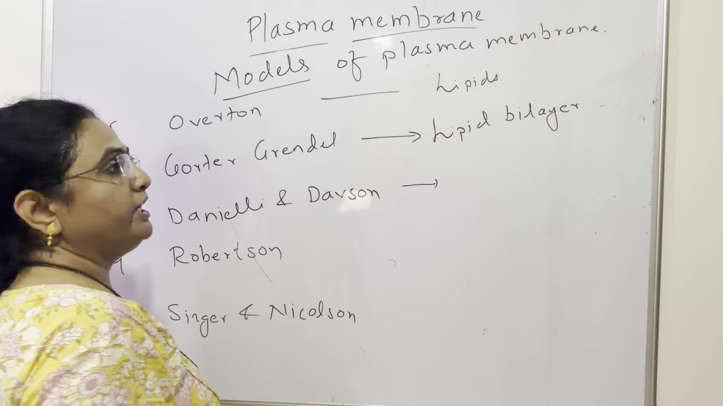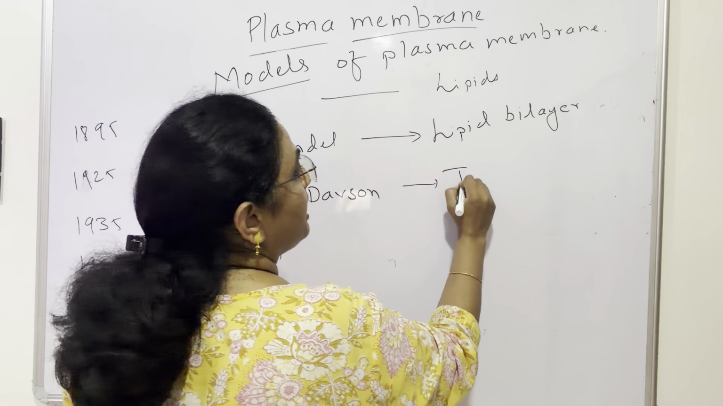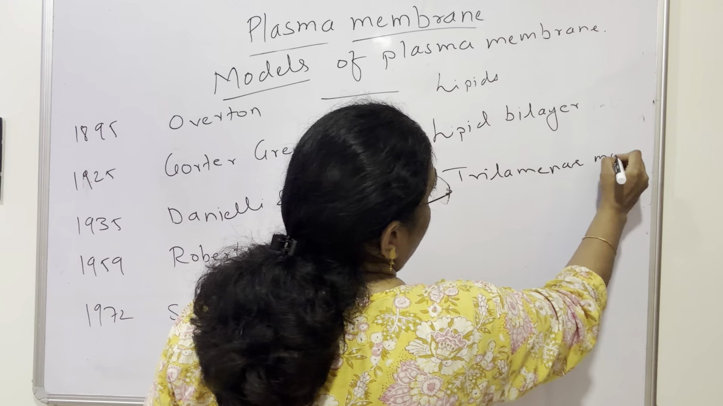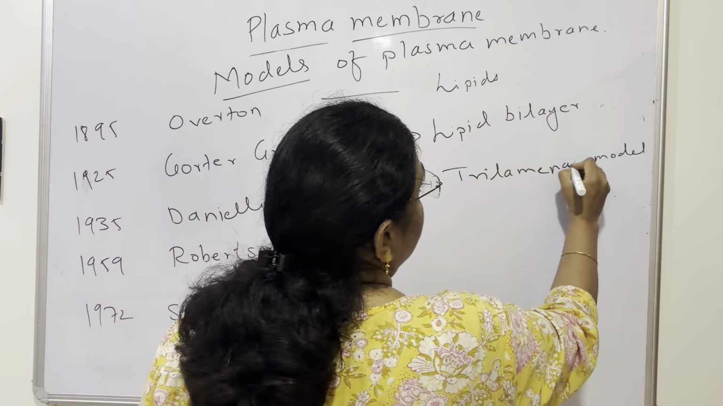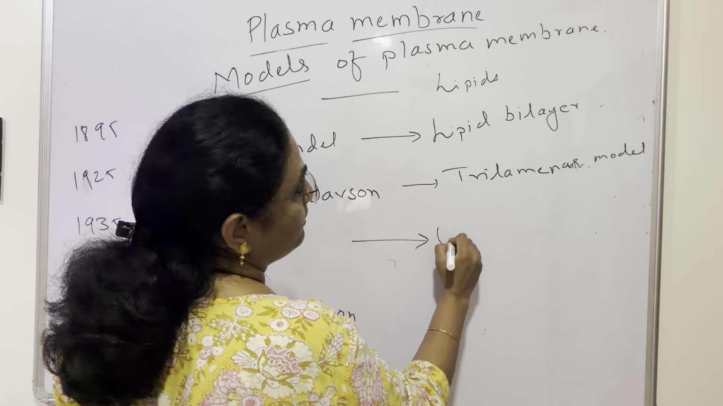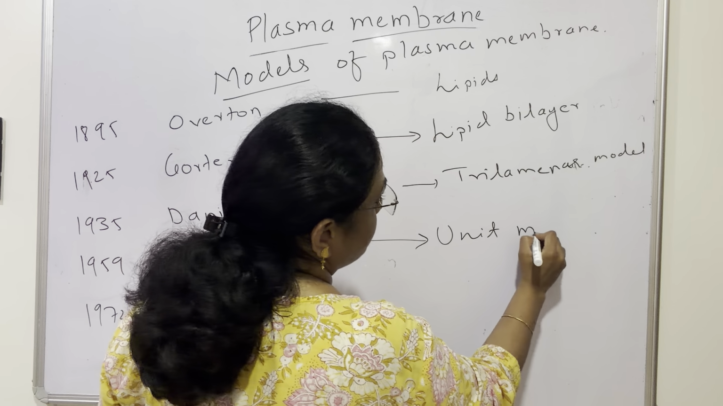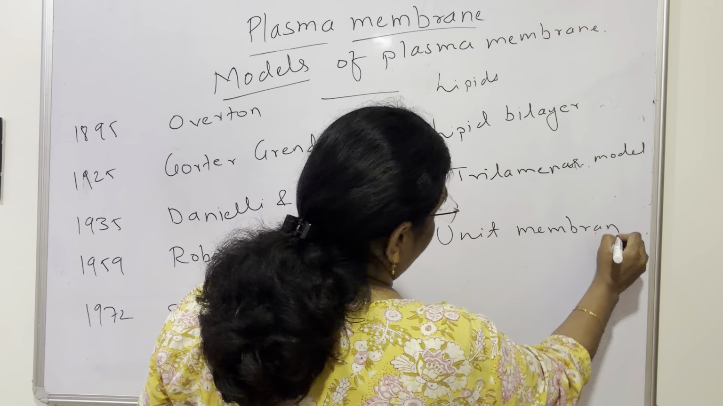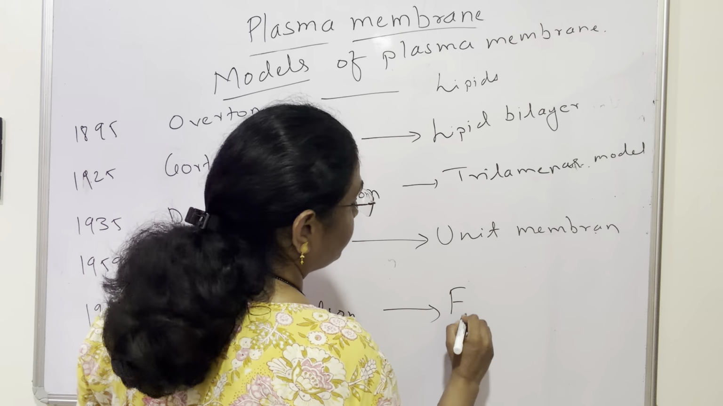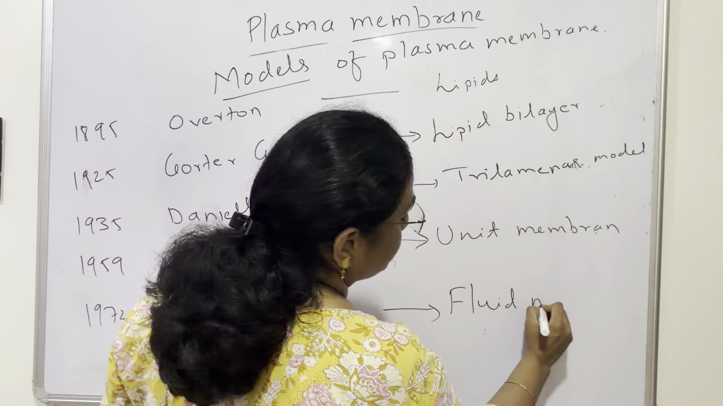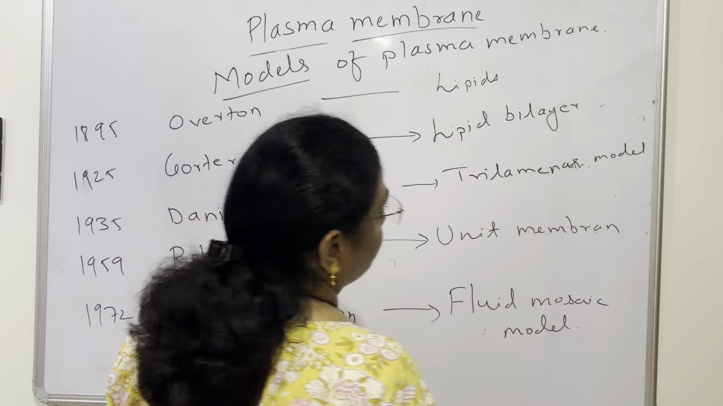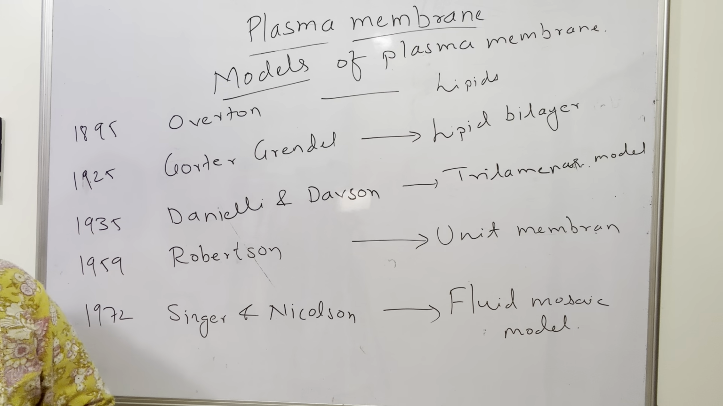Then Danielli and Davson proposed the trilaminar model of the membrane. Then Robertson gave the concept of the unit membrane. And last one is Singer and Nicolson. Both of them proposed the fluid mosaic model of the plasma membrane.